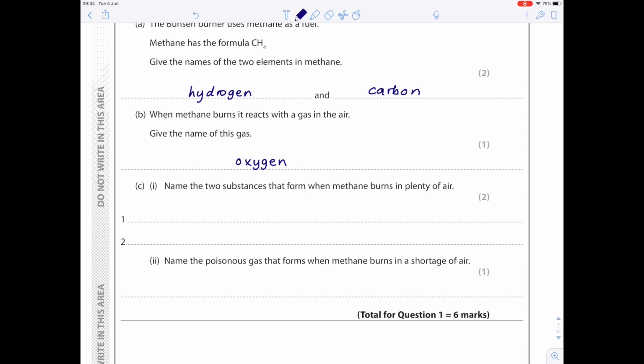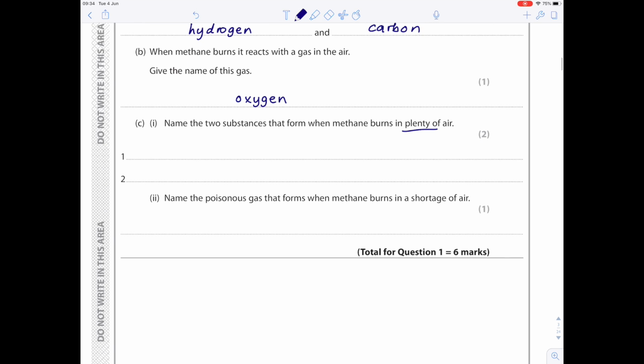Name the two substances that form when methane burns in plenty of air. So the key word here is plenty, which means complete combustion has taken place, and that produces carbon dioxide and water.